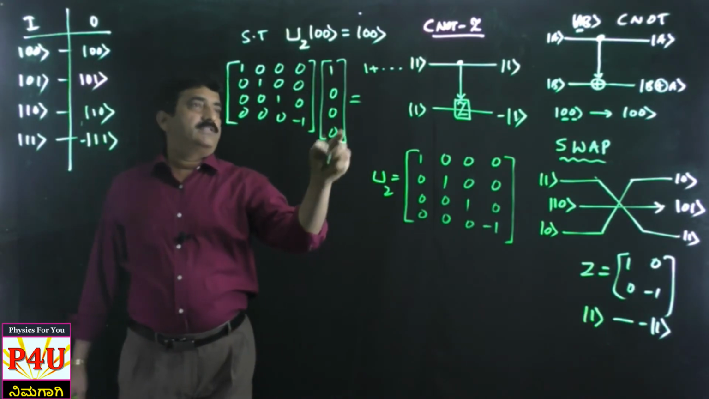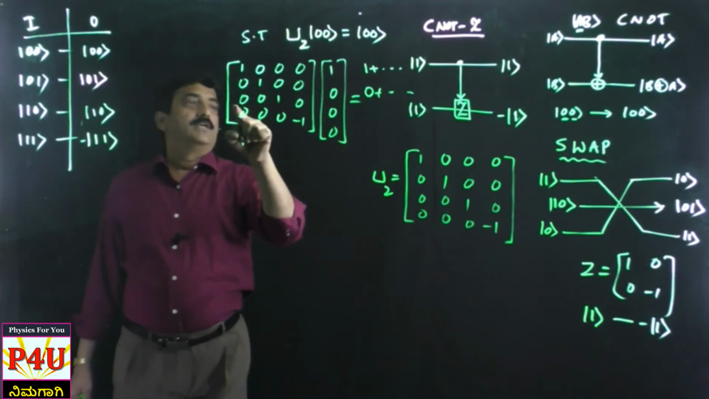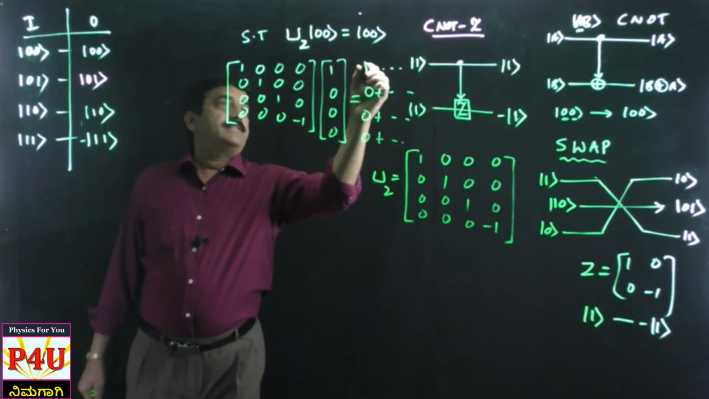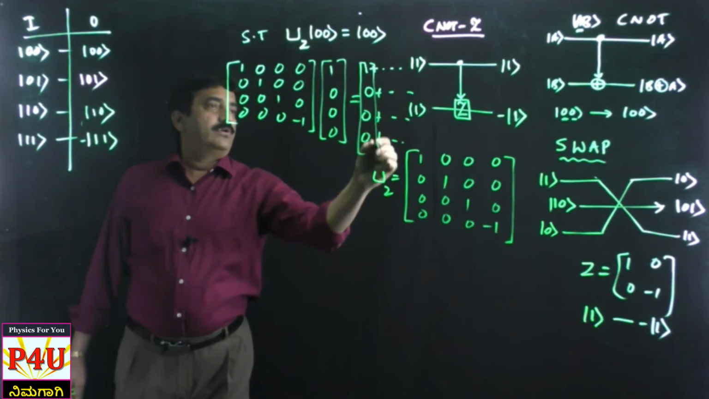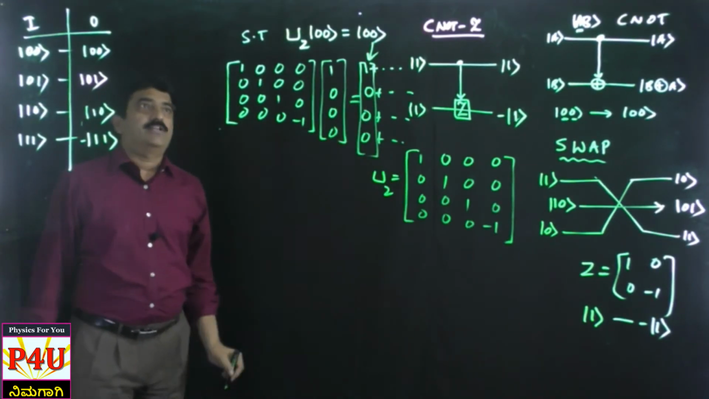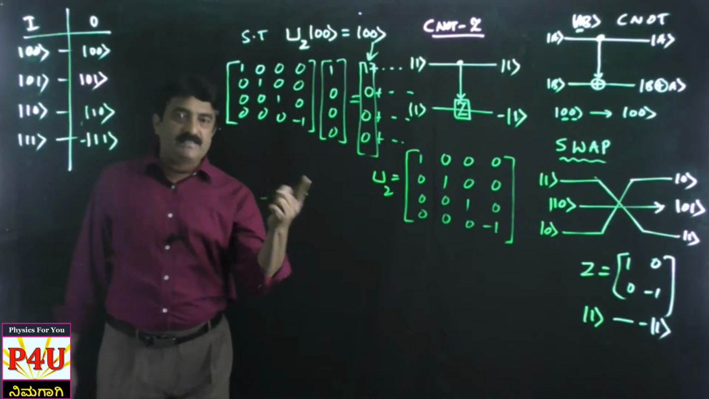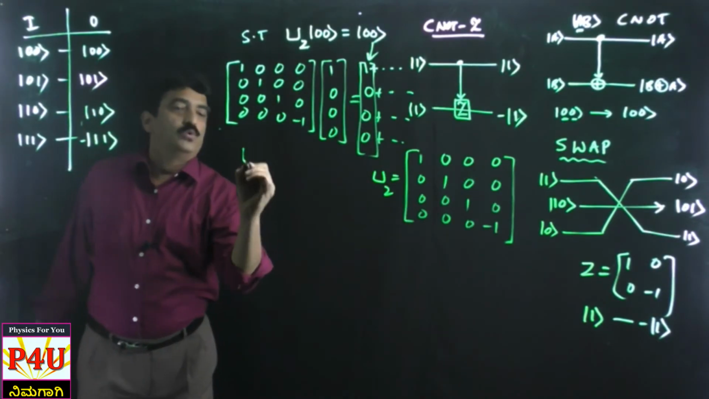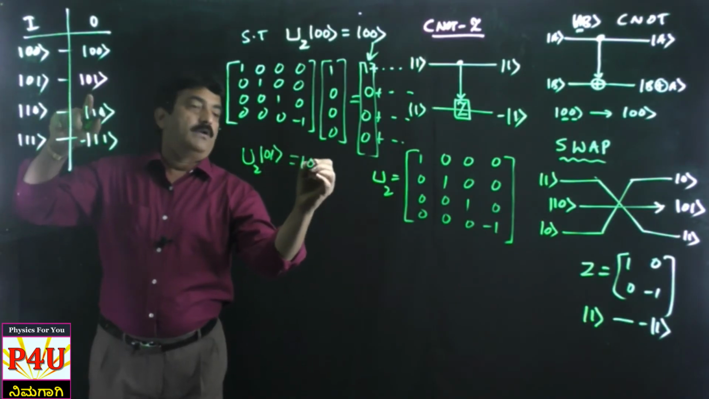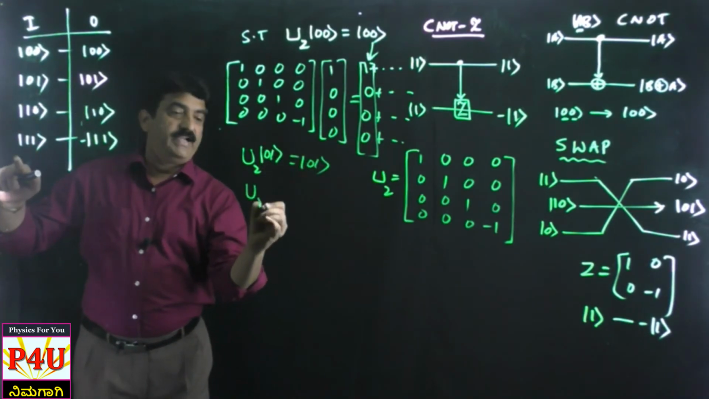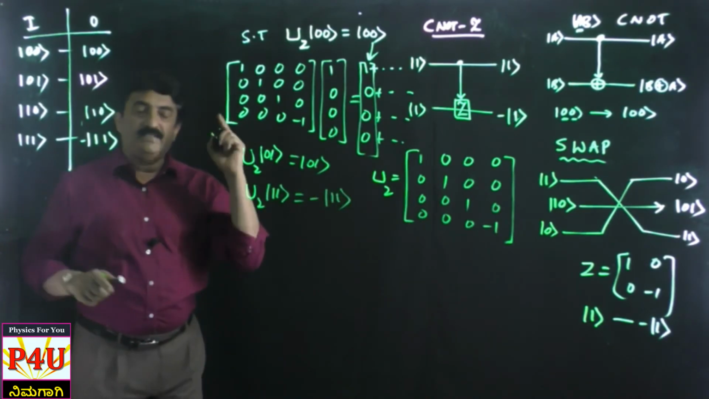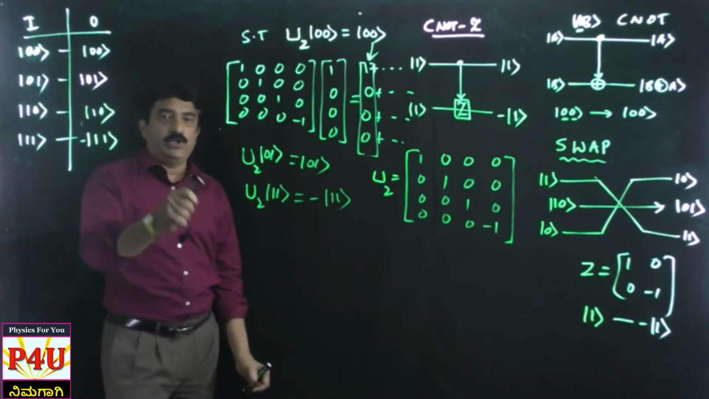0 into 1, rest everything is 0. 0 into the rest, everything is 0 and also 0. That means I generate 1 0 0 0, that means ket 00 only. So dear students, take this as an exercise. Show that UZ on ket 01 is also not affected, but UZ on ket 11 is affected. Show all these things. You can take it as an exercise and do it.